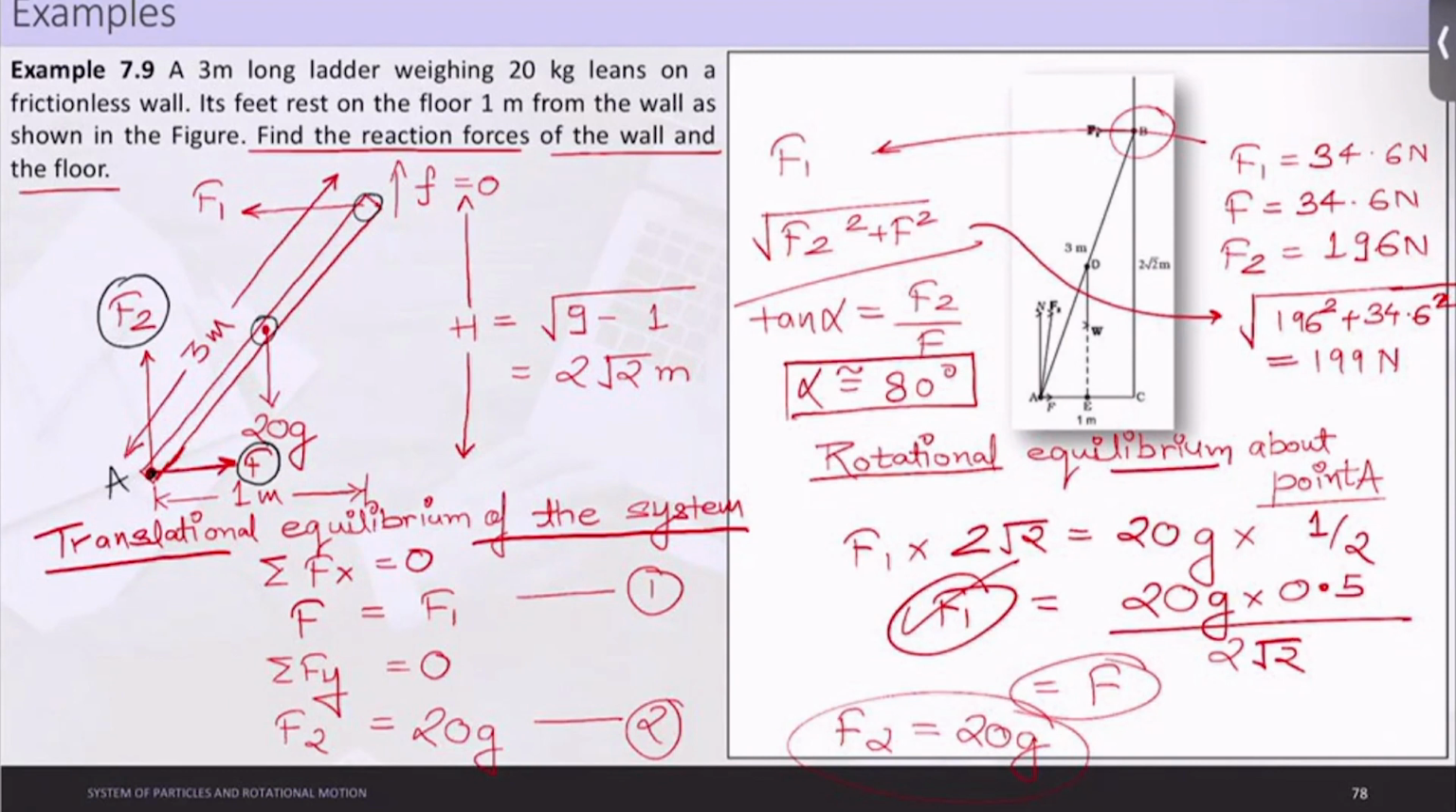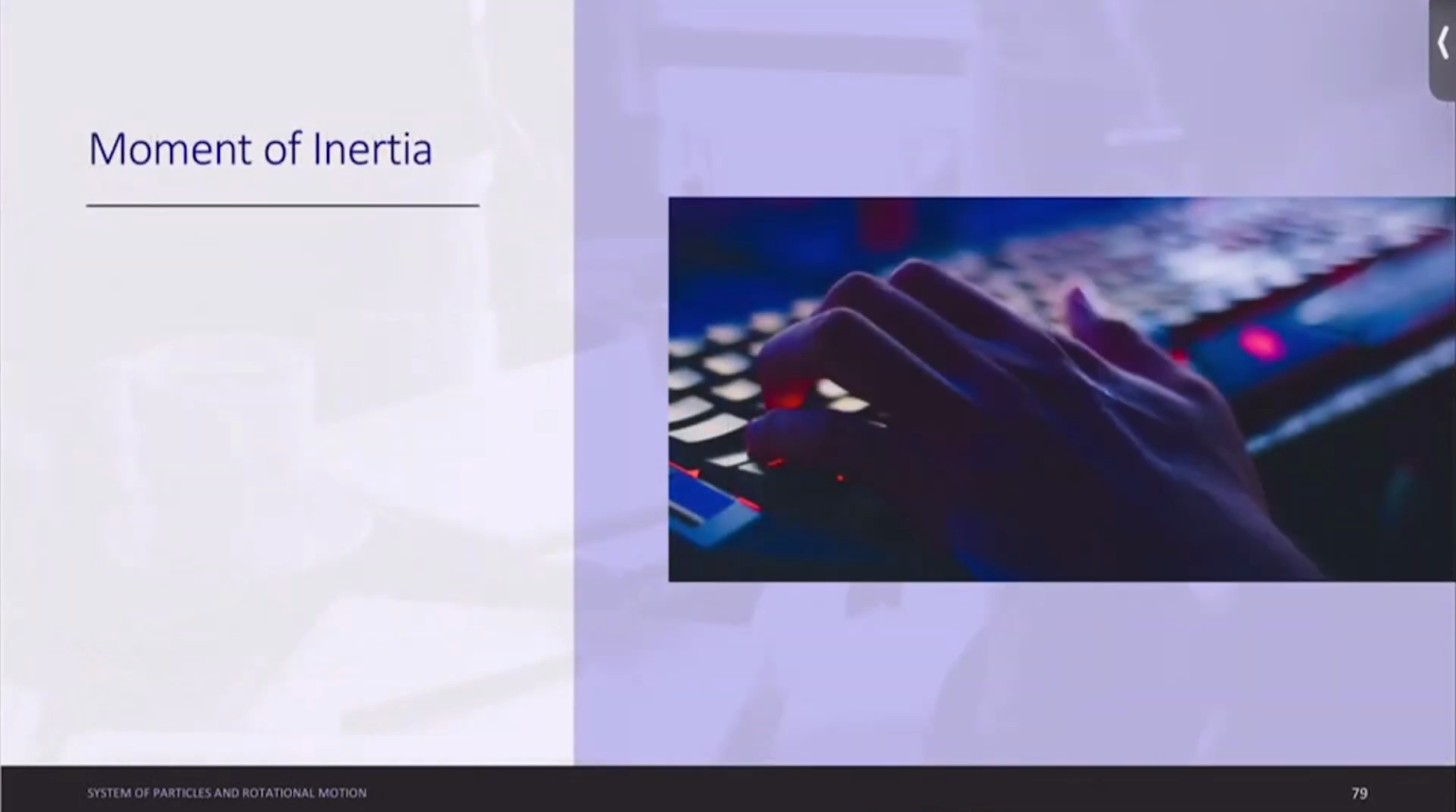Because the complete system is in rotational equilibrium, the sum of the moments about any point of all the external forces acting on it should come out to be zero. That being said, that leads us to the conclusion of this particular concept, which is the end of the equilibrium of a rigid body.